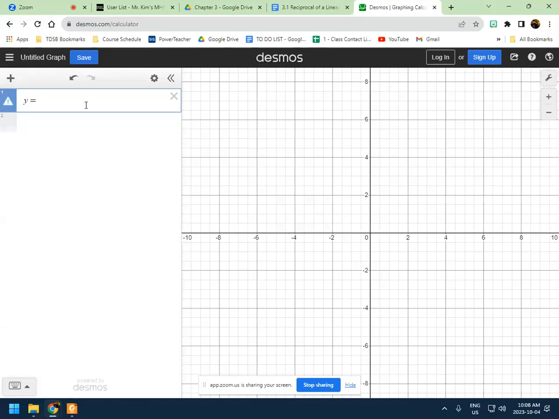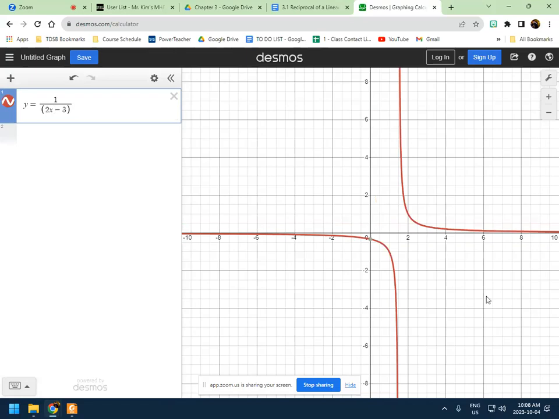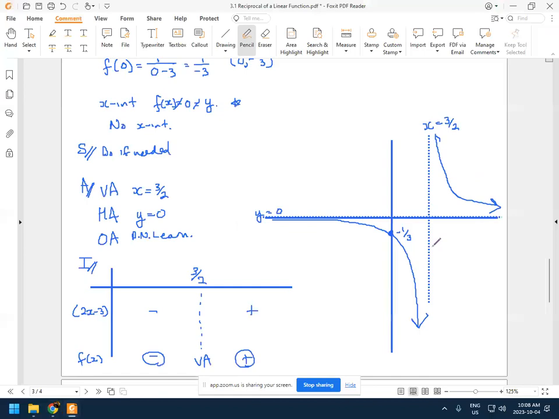Y is equal to 1 over 2x minus 3. There it is. Right? 1.5, or 3 over 2, is the vertical asymptote. Y equals 0 is the horizontal asymptote. I have my y-intercept, negative 1 over 3. Everything matches based on what we've analyzed.